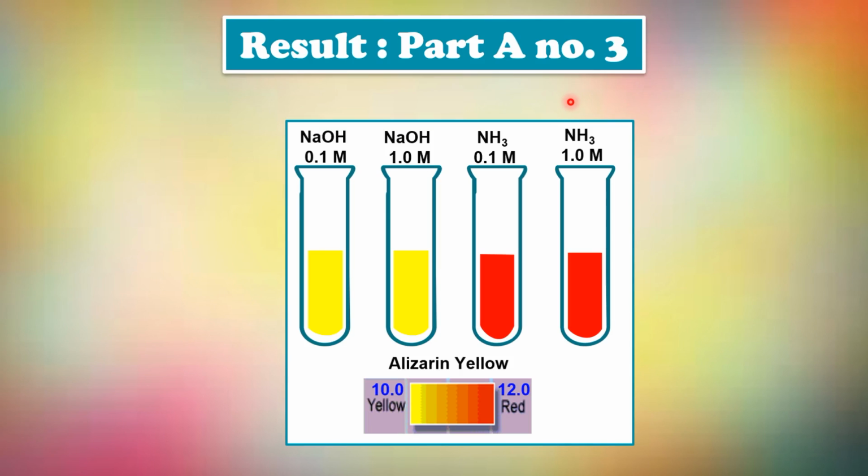You have to use the indicator alizarin yellow to determine the pH of sodium hydroxide and ammonia solution with different concentrations. Here is the result. Compare with the alizarin yellow and record the pH value.